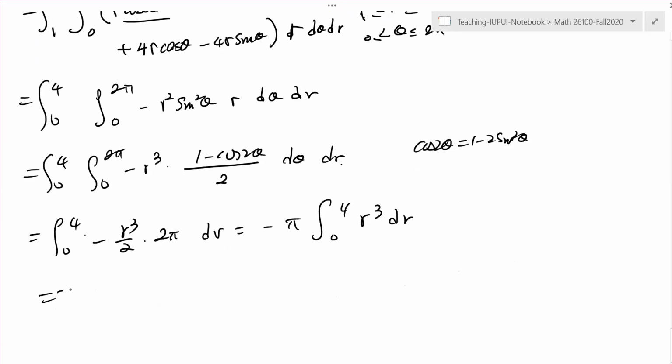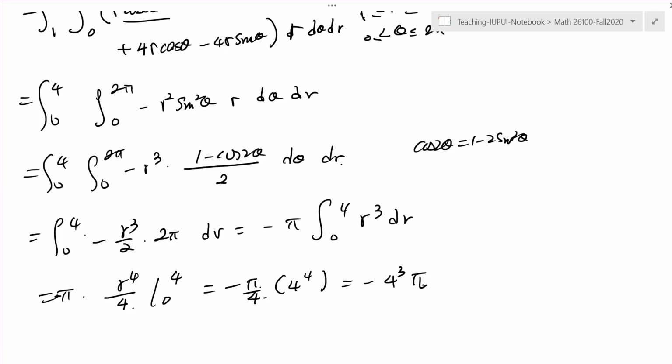Then you find the antiderivative of that function, r to the 4th power divided by 4, evaluate at the endpoints. And there is a negative sign in front of that, don't forget. So it's negative pi over 4, 4 to the 4th power. I simplify a little bit, 4 cubed pi. Okay, so I did not use the cylindrical coordinates.